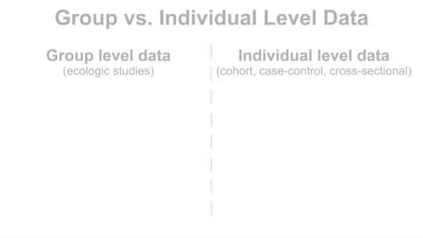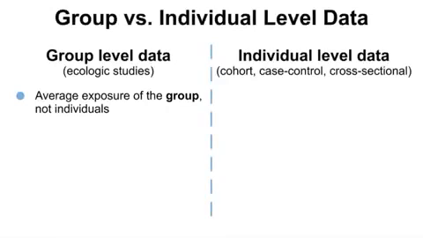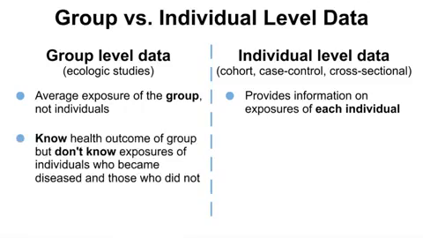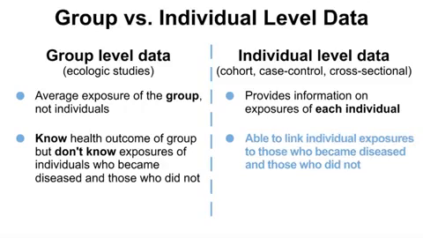Let's compare group and individual level data. Group level data averages the exposure of the group, not individuals, but individual level data provides information on the exposure of each individual. With group level data, we only know the health outcome of the group. We don't know the exposure of individuals who became diseased and those who did not. But with individual level data, we are able to link individual exposures to those who became diseased and those who did not. Linking individual exposures is a critical difference to note between individual and group level data.